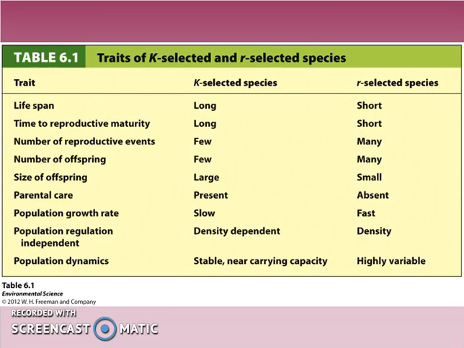They have a few babies, but they take care of their babies, so they have parental care. The size of their offspring is usually bigger. This is much more likely to be an organism that gives birth rather than just laying eggs.